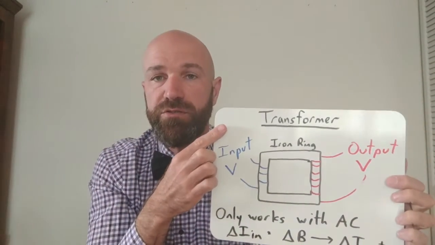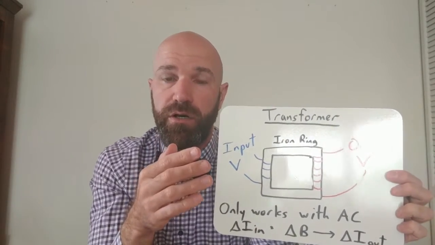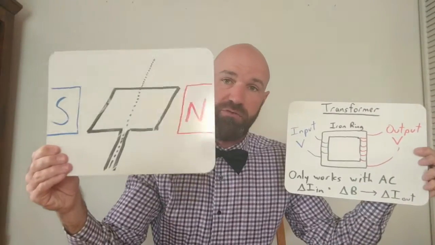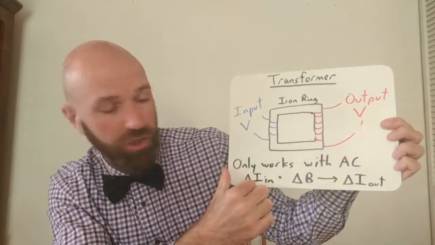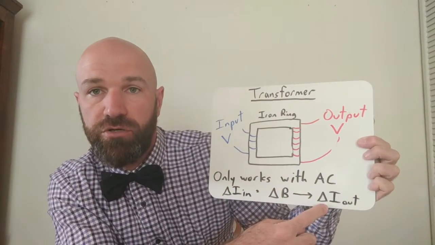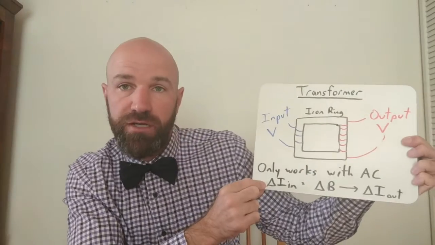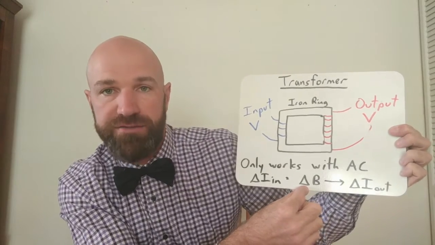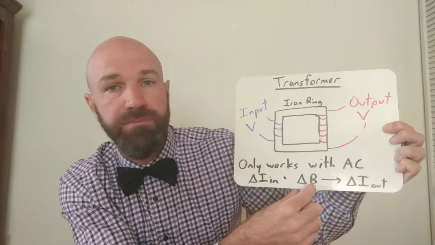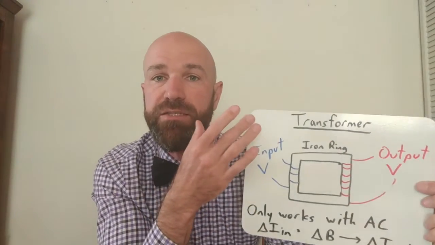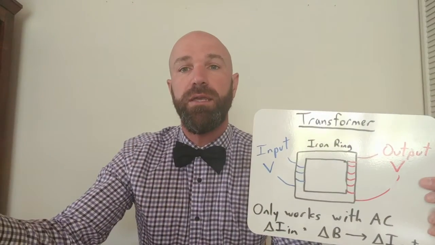Now, transformers only work with alternating current, all right? Because remember, if I have a changing current in from our generator, an alternating current, that changing current will make a changing magnetic field in here, and that changing magnetic field here will make a changing current output, all right? If this was a direct current in, a direct current here would make a magnetic field, but that magnetic field would be constant, it would not change. And a constant magnetic field does not make a current at all. So transformers would not work with DC, all right? Now let's see how these transformers are used overall in our everyday lives.